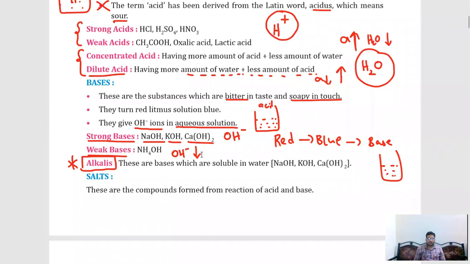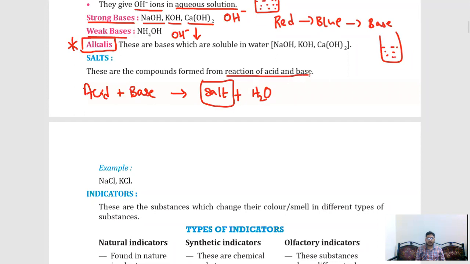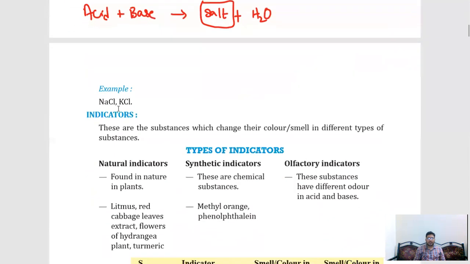Next, salt, which we will discuss later. These are the compounds formed from the reaction of acids and base. Simply to say, if acid is reacting with base, acid plus base gives rise to salt plus water, which is known as neutralization reaction also. So salts are the compounds which are formed from the reaction of acid and base. If they ask, you can say that. Example, sodium chloride, potassium chloride, etc.